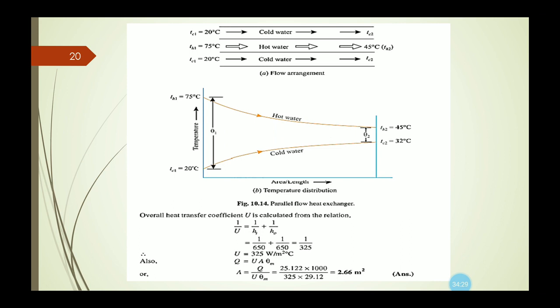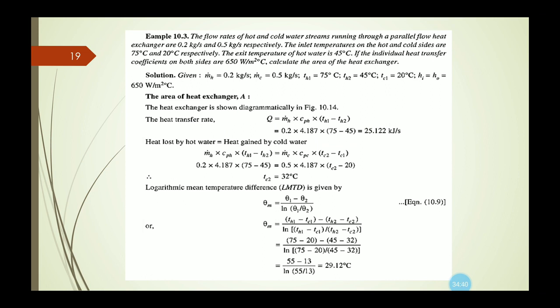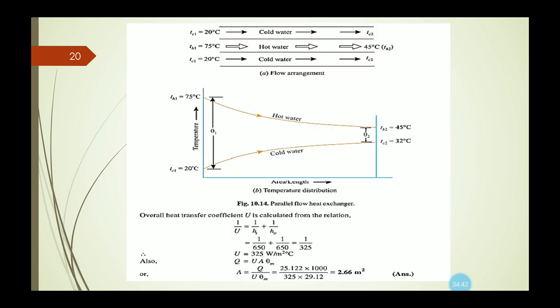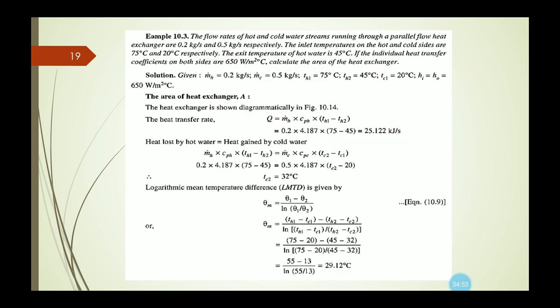Then theta m, the value of the logarithmic mean temperature difference, LMTD, we calculated on the earlier page, and it is 29.12 degrees centigrade. If we put all these values in this formula of the heat transfer, we get the area of the heat exchanger as 2.66 meters square. Okay, so this is the method by which we calculated the area of the heat exchanger in the parallel flow heat exchanger analysis.